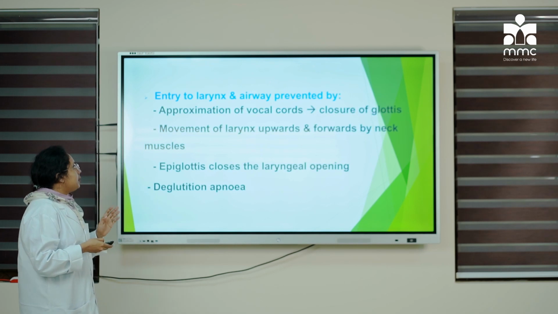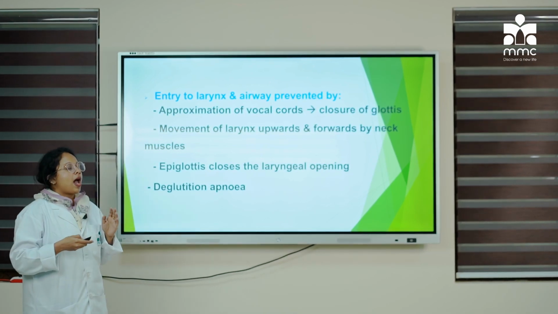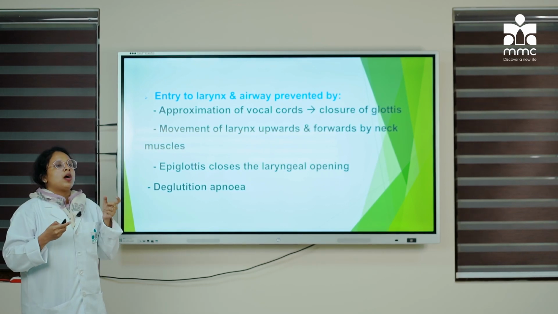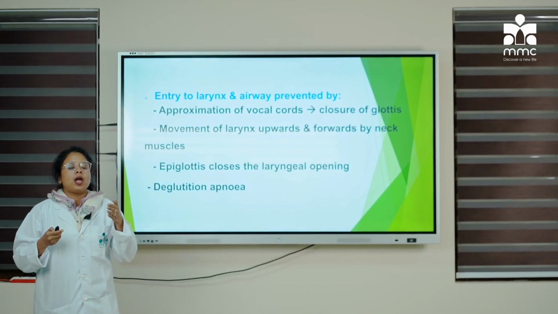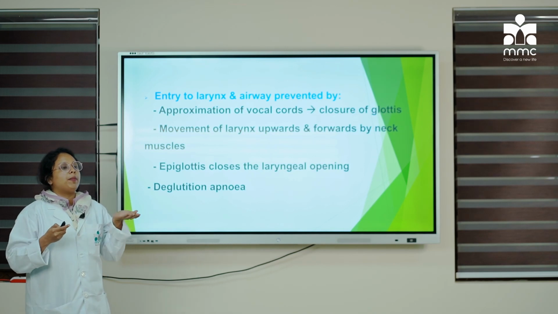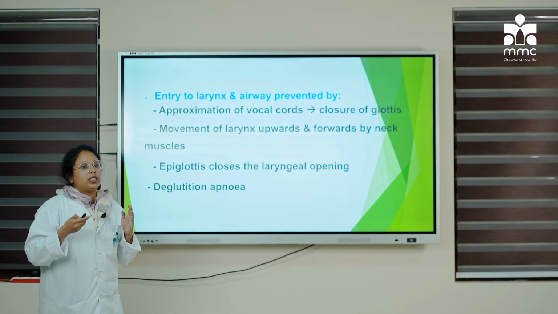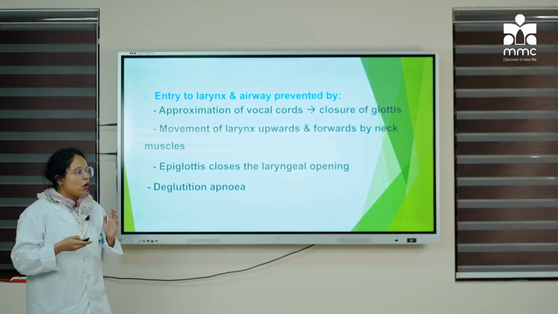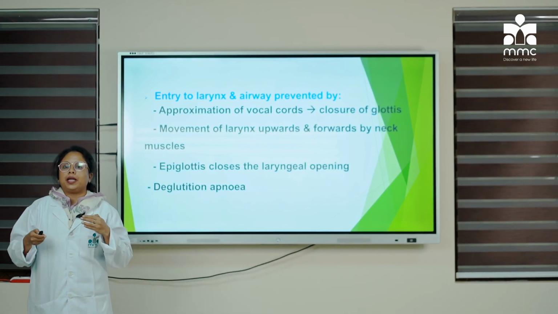Then the next opening is into the larynx and airway. How is it prevented? By the approximation of the vocal cords, which leads to the closure of the glottis. At the same time, the larynx moves upward and forward by the neck muscles, so that it will be covered by the epiglottis. As well as that, a deglutition apnea also takes place during this phase. All these features prevent the entry of food into the respiratory tract.